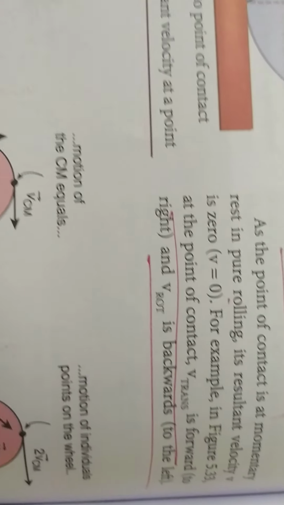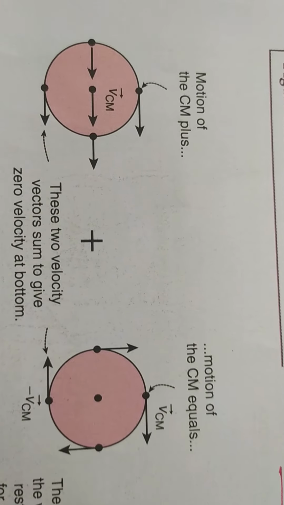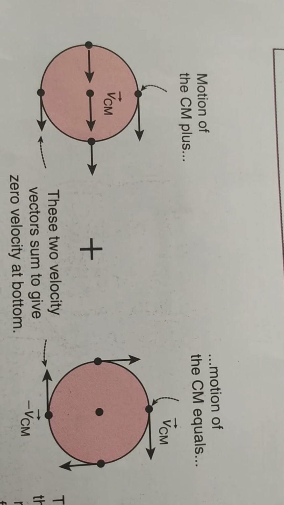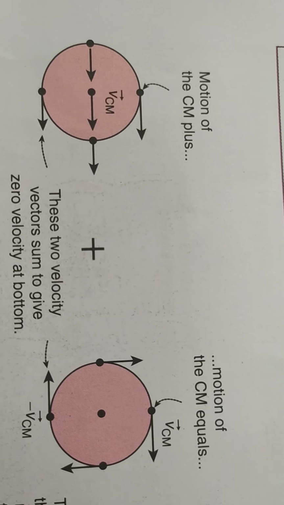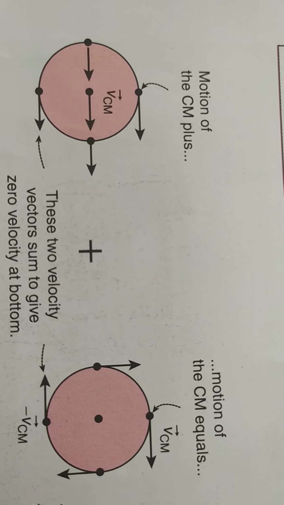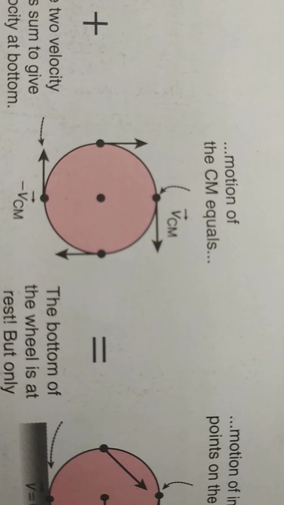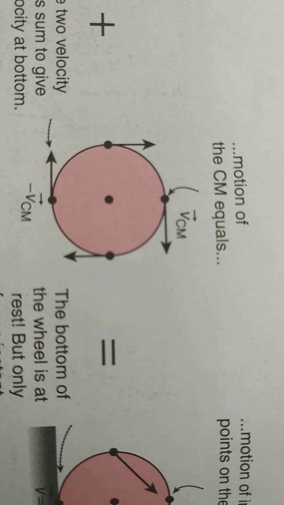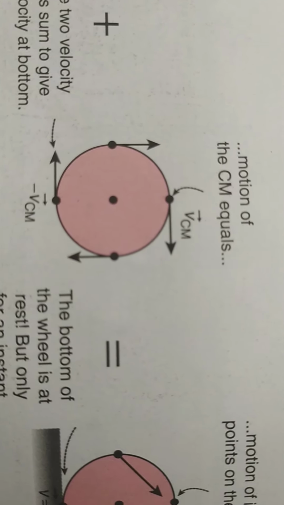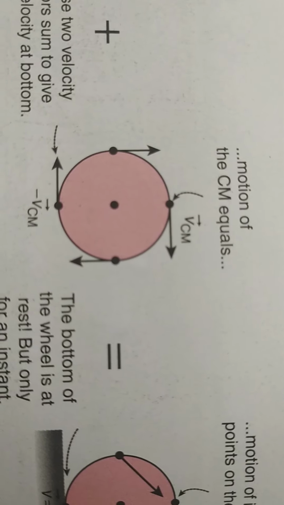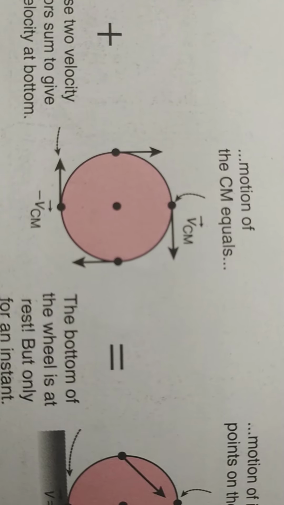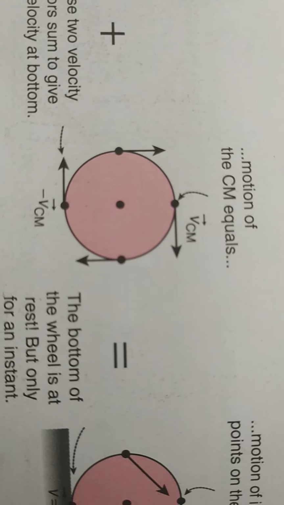So in this diagram, this is the motion of the CM, that is, the center of mass will always move in the translational direction. All the points here, the black dots, will move from left to right. Whereas when we consider the rotational motion, the velocity is different. Vcm at the topmost point is from left to right, whereas at the bottom, since the object is rolling, it is from right to left, and the other points move upwards and downwards. So this is a rotational motion.